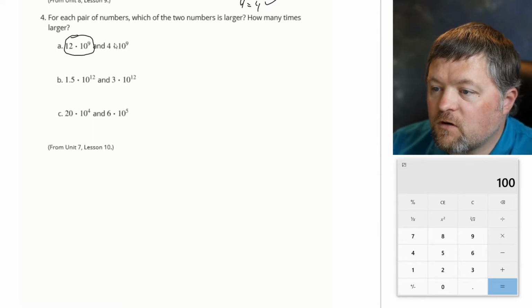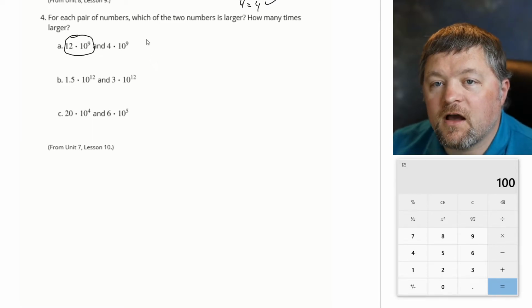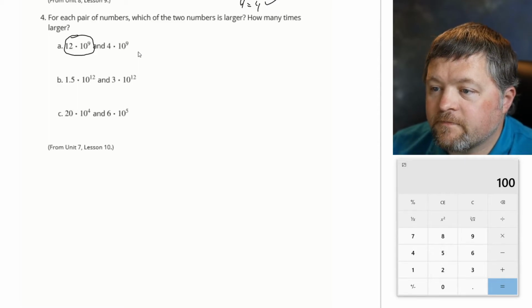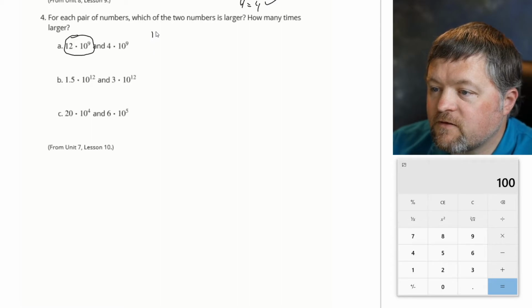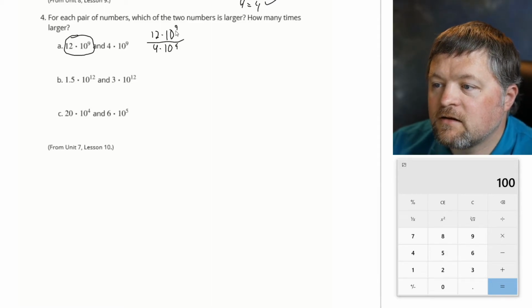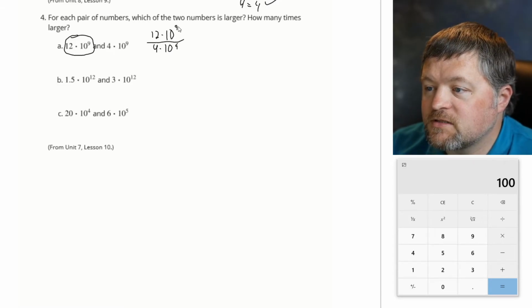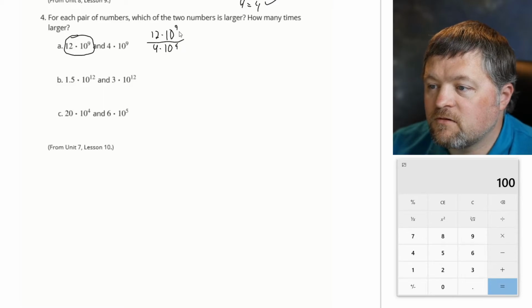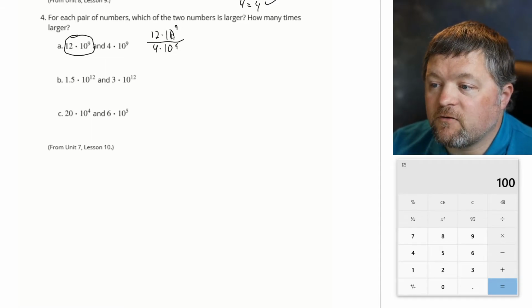12 is larger than 4 since in our scientific notation they were both 10 to the power of 9, which is the same. How many times larger? Well, now we have to divide 12 times 10 to the 9 over 4 times 10 to the 9. 10 to the 9 over 10 to the 9, when we're dividing, we subtract exponents. 9 subtract 9 is 0, which is just 1, so those go away. Or you could think of it as anything divided by itself is 1.